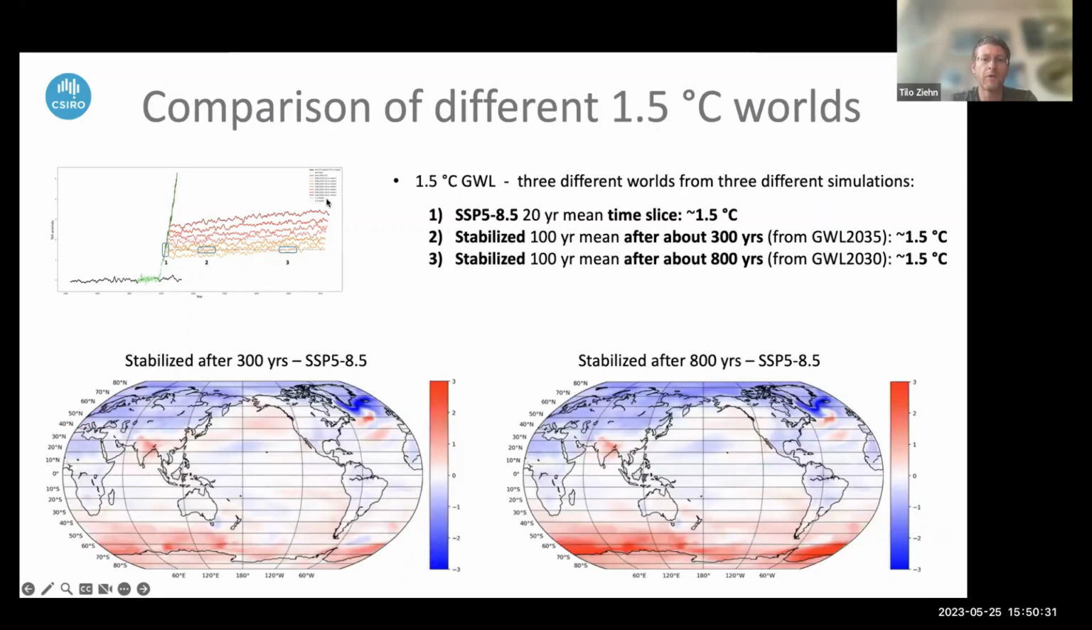We can also plot the difference between the stabilized worlds and the time slice, which then highlights those long-term changes a lot better. And you can see that in a stabilized world, we get a cooling over the northern hemisphere regions, mainly over the Arctic and Eurasia, and a warming over the Southern Ocean. And that regional northern-southern hemisphere contrast is increasing the longer the time scale is for our stabilized runs.